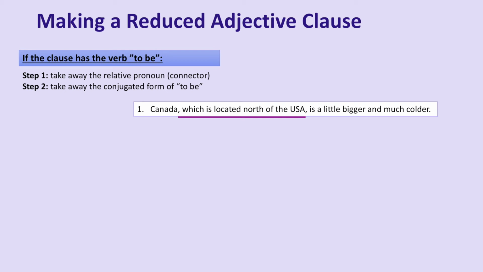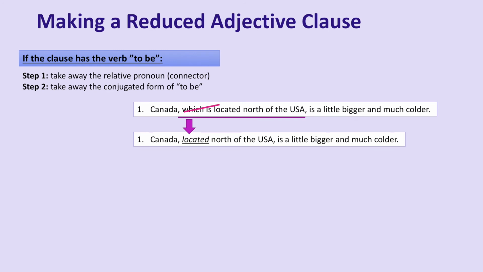If the unreduced clause has the verb to be, you have 2 steps. First, you take away the connector. Then, you take away the conjugated form of to be. So in this sentence, you're taking away which, the connector, and is, the be verb. So now you just have Canada, located north of the US, is a little bigger and much colder.